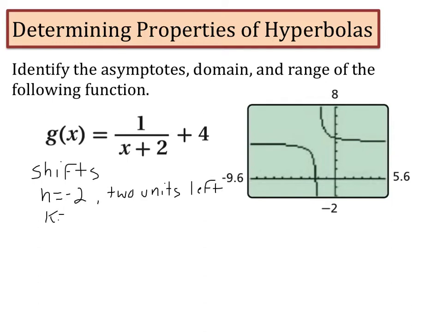And since k equals 4, we know this function moved 4 units up. Now, they shifted over 2 units to the left and 4 units up. So their asymptotes also shifted.